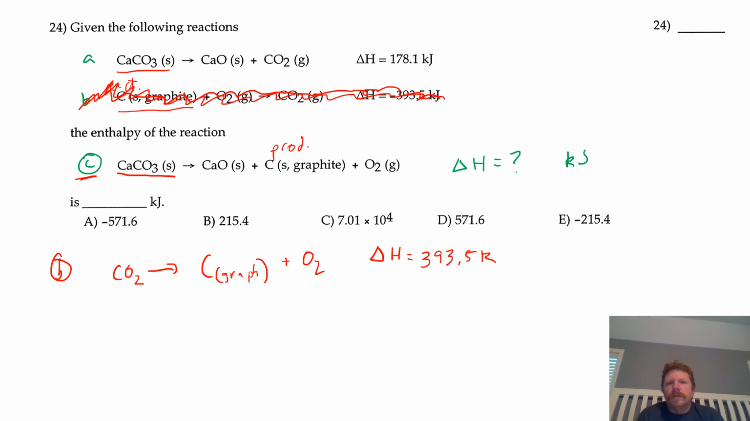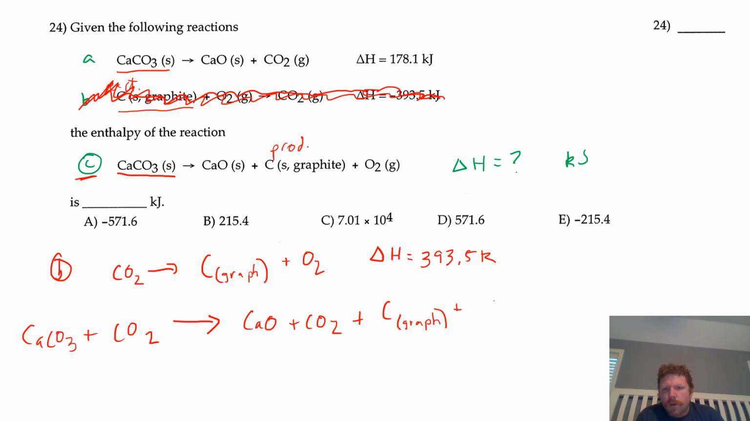So now what I need to do is combine my reactants. CaCO3 plus CO2. Okay? So that's the reactants for A and my newly rewritten B. Those two reactants will combine to form CaO plus CO2. Those are my two products from reaction A. They will also produce C in the form of graphite plus O2.